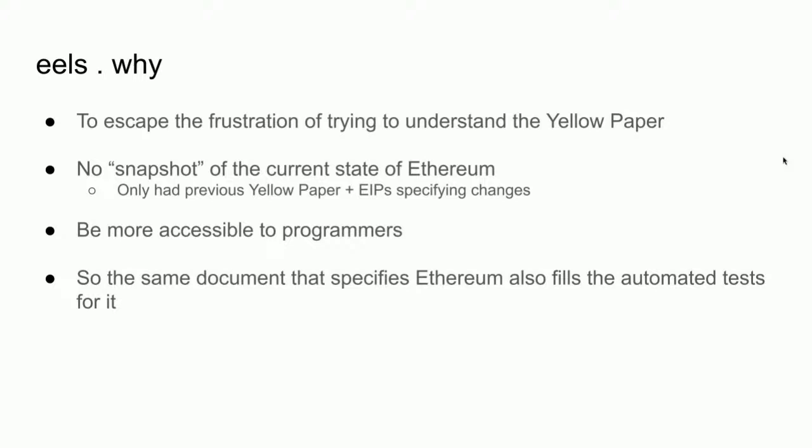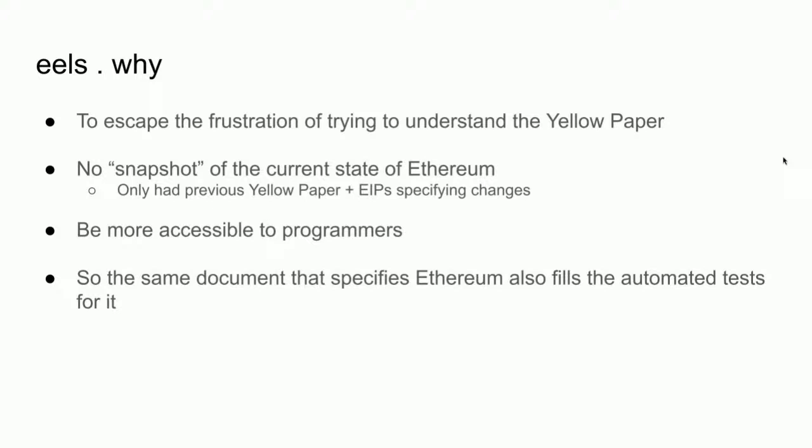There's also no snapshot of the current state of Ethereum. If you've ever read the yellow paper, you'll notice that it lags behind by a fork or two. Right now, it's only been updated until Paris, if I remember correctly. So you have to take the Paris yellow paper, find all of the EIPs that have come out since then, and that is how you figure out what the current state of Ethereum is, which is a little difficult. And we wanted something that is more up to date and provides a snapshot of what Ethereum is right now. We want it to be more accessible to programmers.